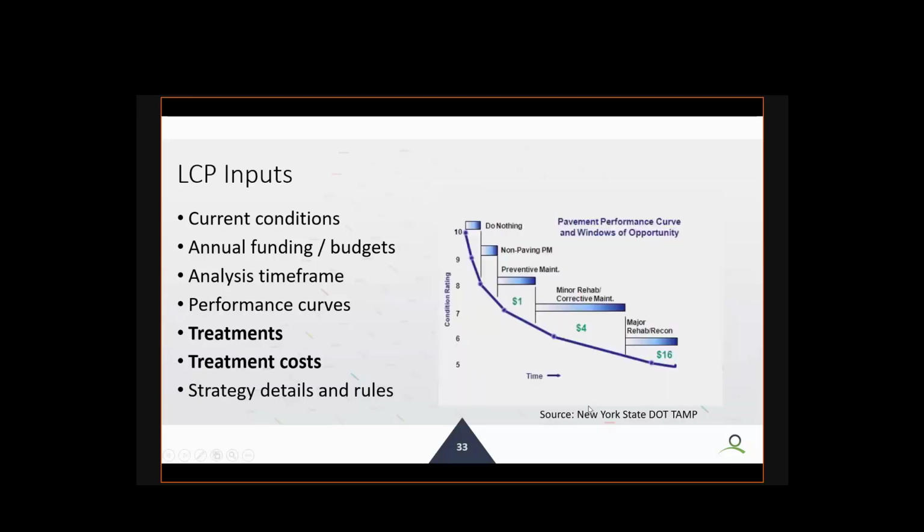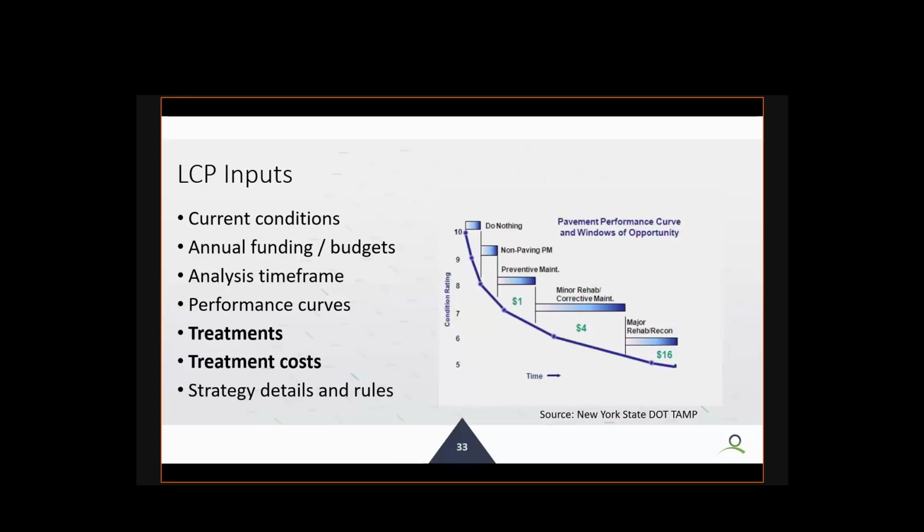Next slide. All right, and then this is where, under treatments and treatment costs, you get into the idea that different treatments are appropriate at different points in an asset's life, and those treatments come along with certain unit costs. And so that means that there's an ideal time to deliver that treatment. If you deliver it too late, that treatment isn't going to be effective. But if you wait until it's too late for that one treatment, the next treatment is likely much more expensive. And this is a clip from the New York State TAMP.